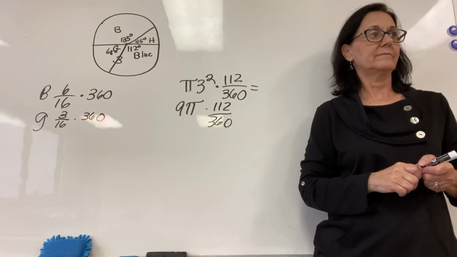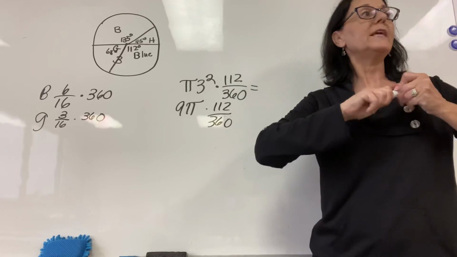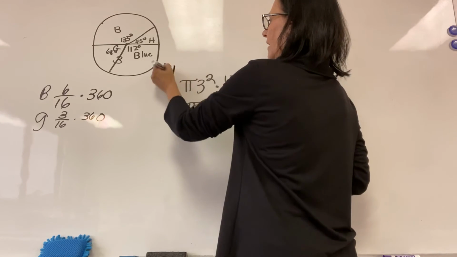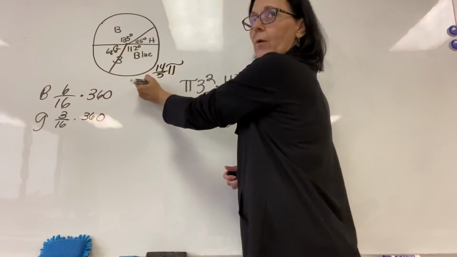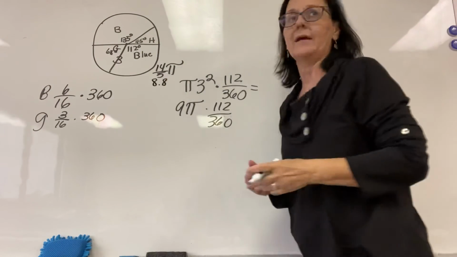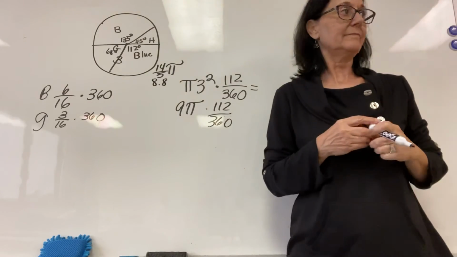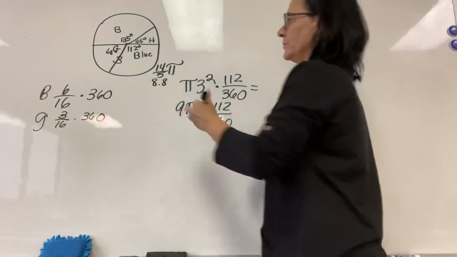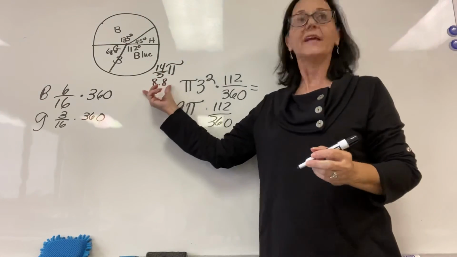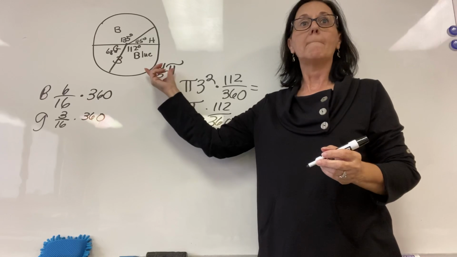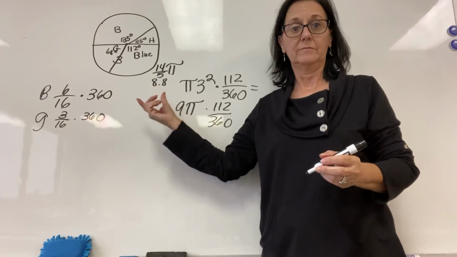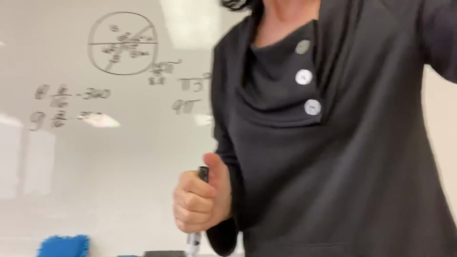So this is 14 over 5 pi, or 8.8. Whatever our unit measure is. That would just be the blue area. Okay, so everybody look. The area can be represented by pi, the sector, or a decimal. Okay? All right.